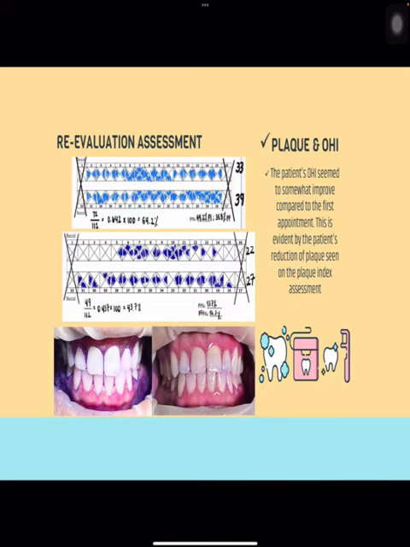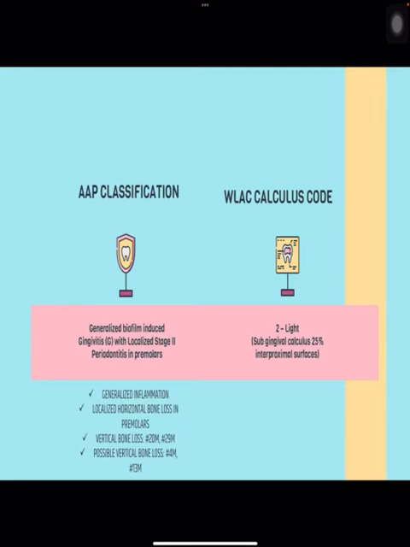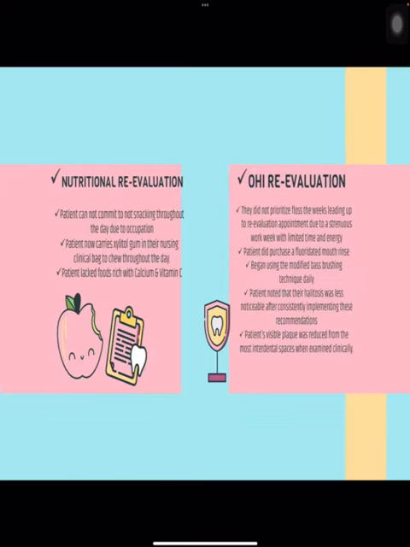The patient's OHI seemed to somewhat improve compared to the first appointment. This is evident by the reduction of plaque seen on the plaque index assessment. The original score was 64.2, and the new score was 43.7. The patient's AAP classification did not change. However, the Webb-Yellow calculus code did. The patient was a 2, light, with 25% interproximal calculus.